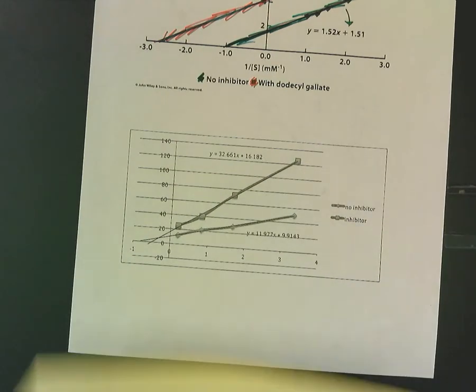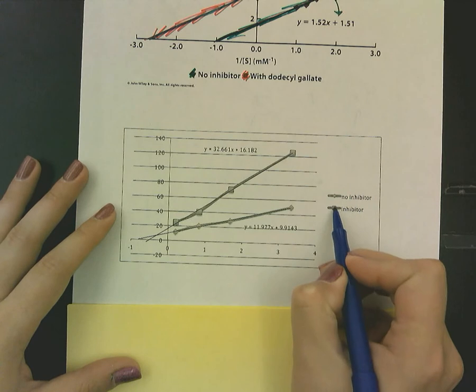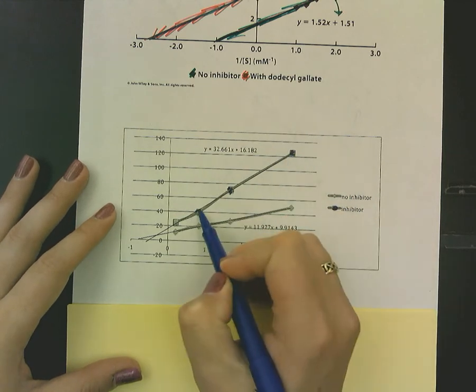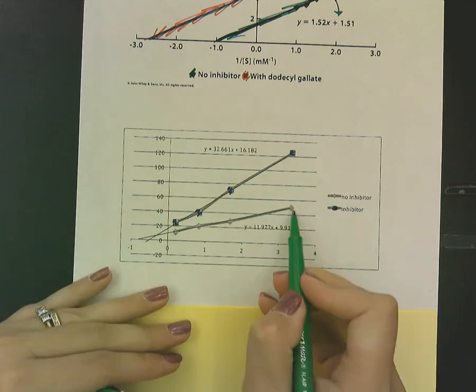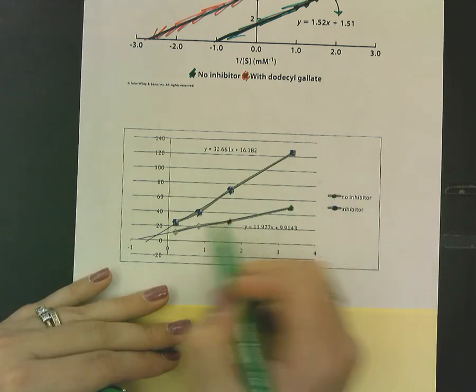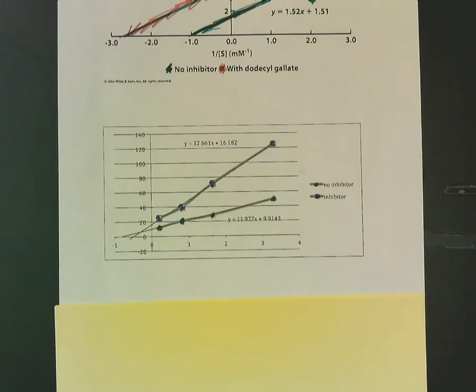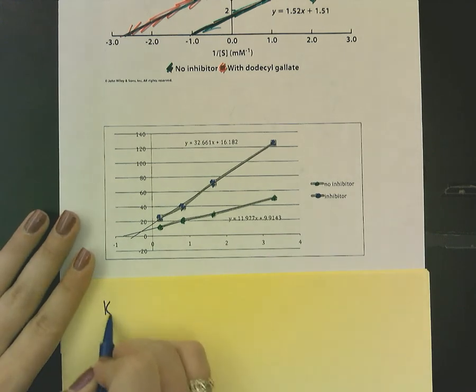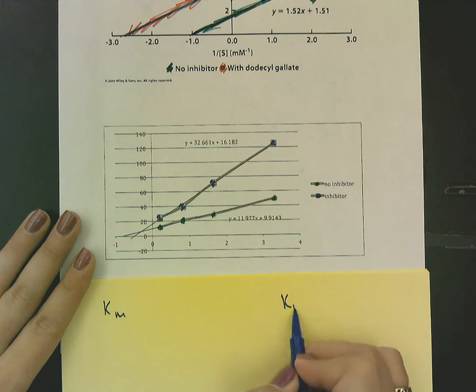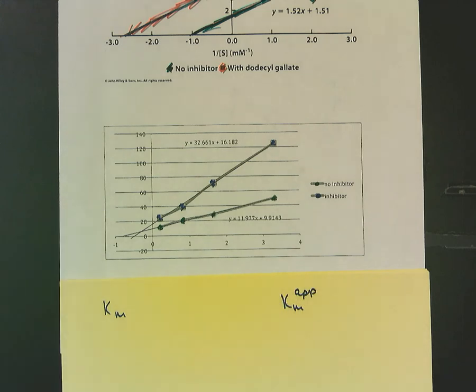All right, let's see if I can color this correctly this time. No inhibitor is the square, which should be this one. So let's look at the same steps. I want to find Km apparent. Looking at the graph before we calculate anything, first of all, what kind of graph is this? Mixed, un, or competitive? It is mixed.